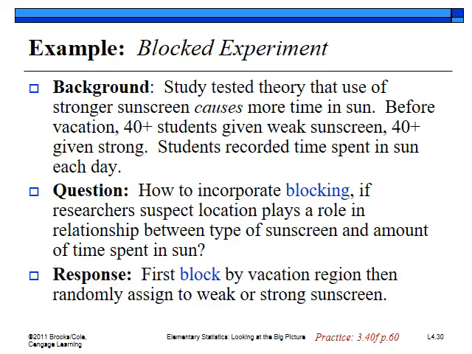Well, perhaps they can block the sample by vacation region first. Then inside the group of people going, let's say, to the beach, some are put in the weak sunscreen group, some in the strong sunscreen group. Those who are going skiing, that group would be divided into weak and strong sunscreen, and so forth.